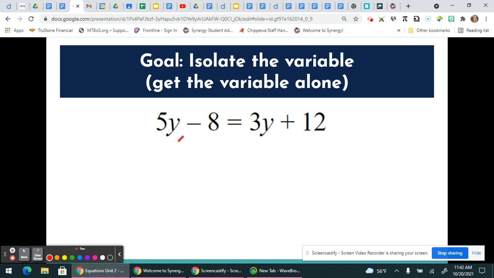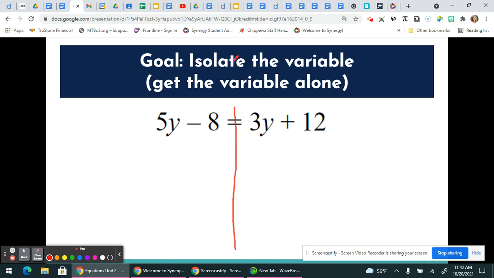So I've got 5y minus 8 equals 3y plus 12. Now we could guess and check our way through this, but this is a level 1. It's going to be a little easier as we're progressing. We'll move to level 2s, 3s, fractions, decimals, all that good stuff. So our first step is going to be the same that we've been doing. We're going to find our equal side, and we're going to put our line in.